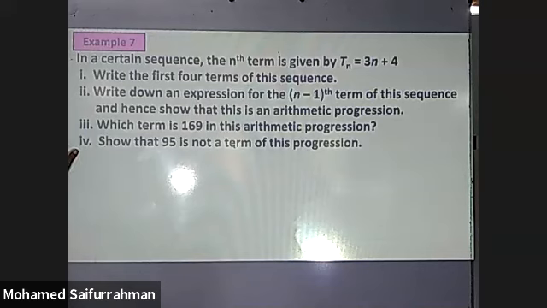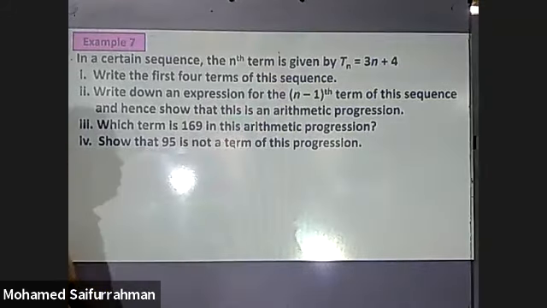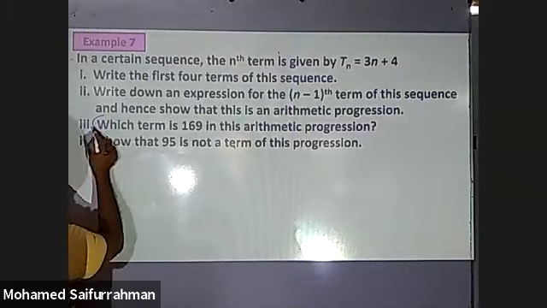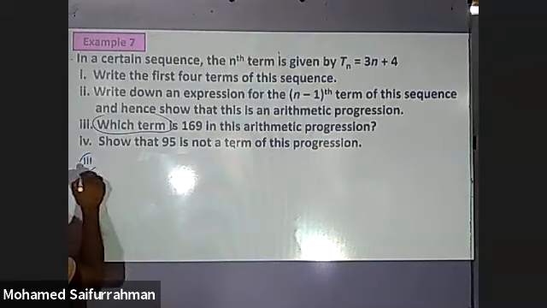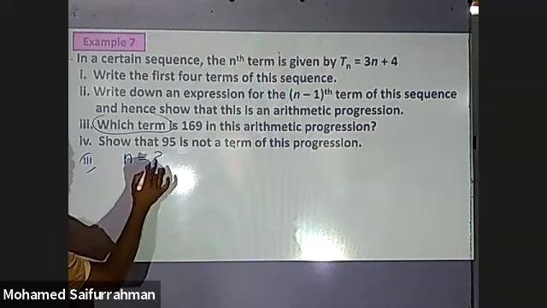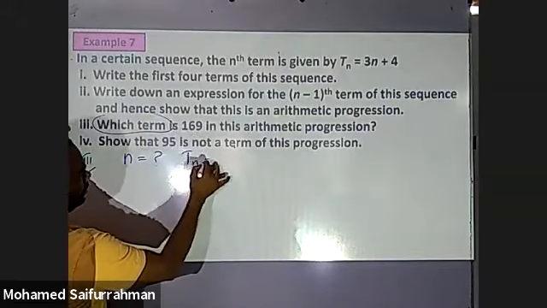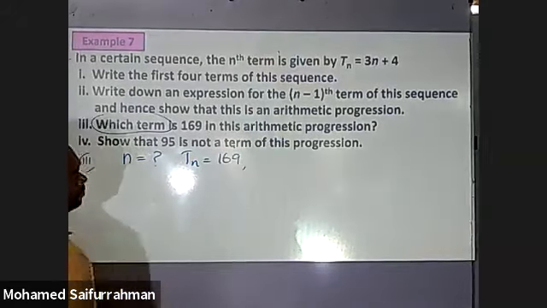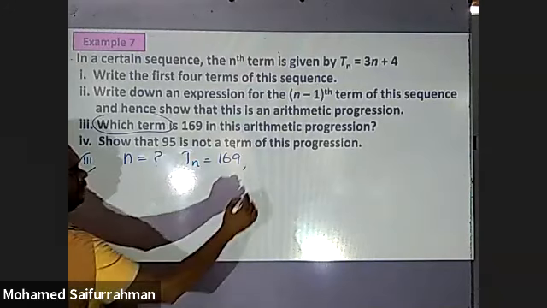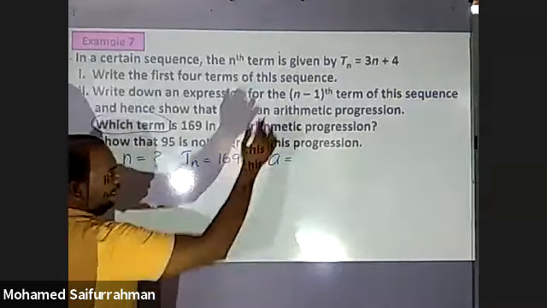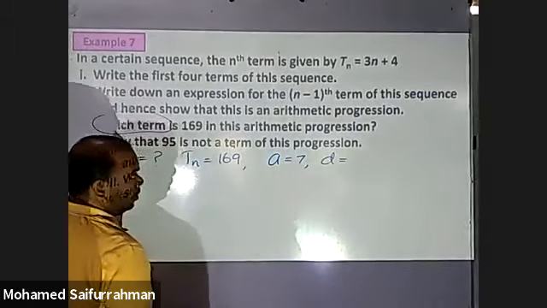Okay, let's go for the next. Which term is 169 in this arithmetic progression? Which term? Which term meaning, what is n? The term is 169. Right? You know A and D. What is A? 7. And what is D? 3.